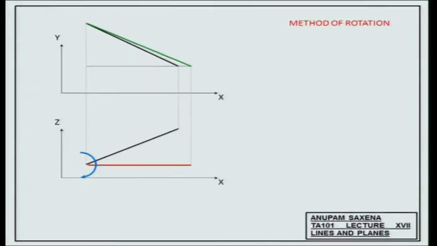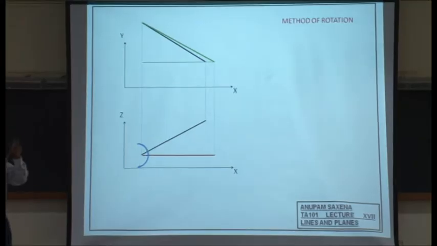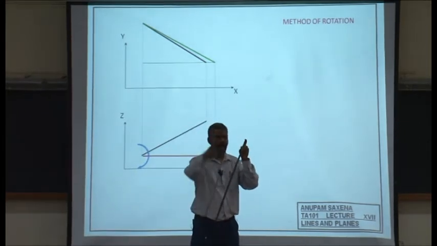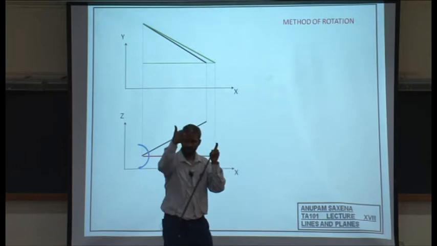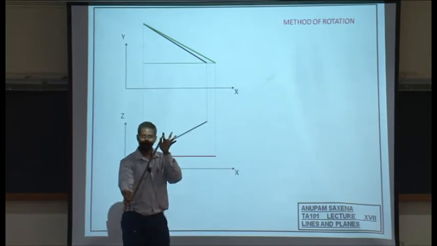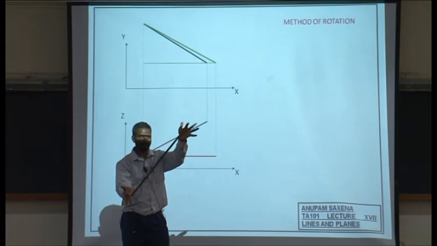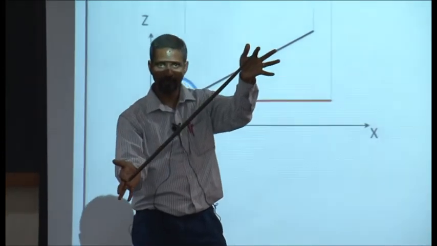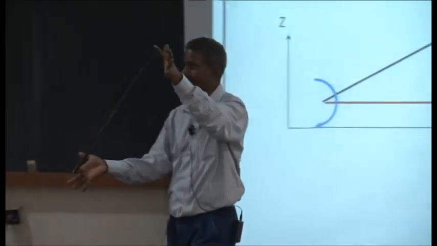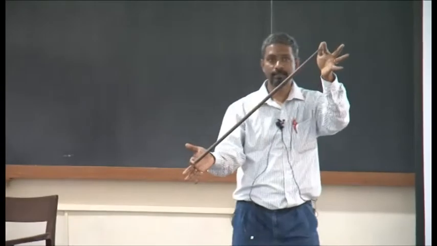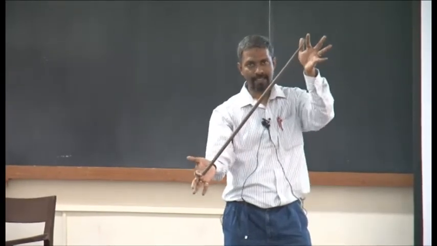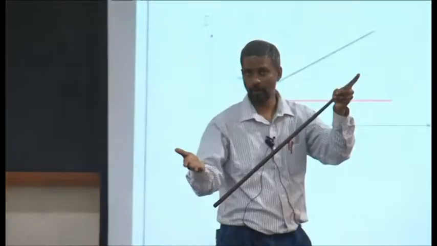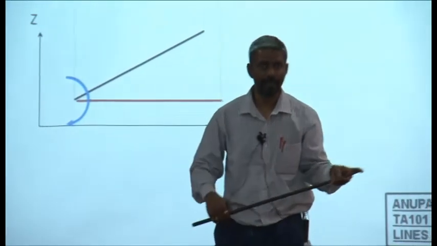Now what do I essentially mean by true length? Let us say I have this line, and what you see is this line in this plane. Now, if I rotate this line so that this line becomes parallel to the plane of sight, it is only then that you are going to be getting the true length of this line, not otherwise. Once again, if I make this line parallel to the vertical plane, it is only then you are going to be getting the true length of that line.